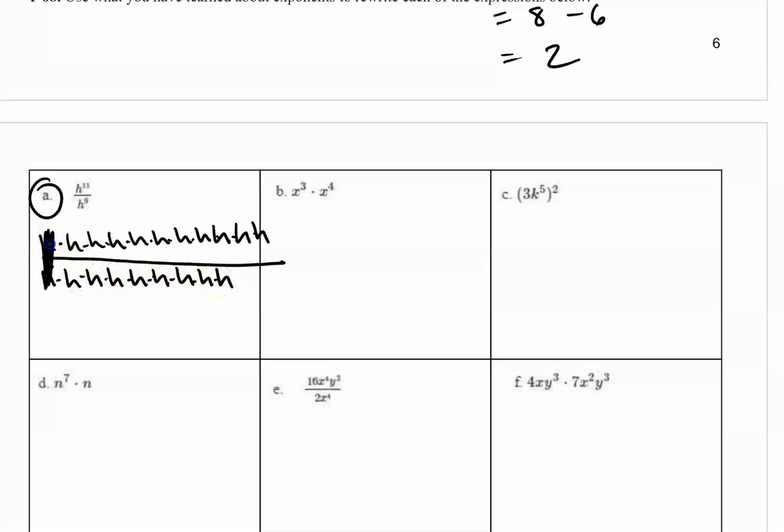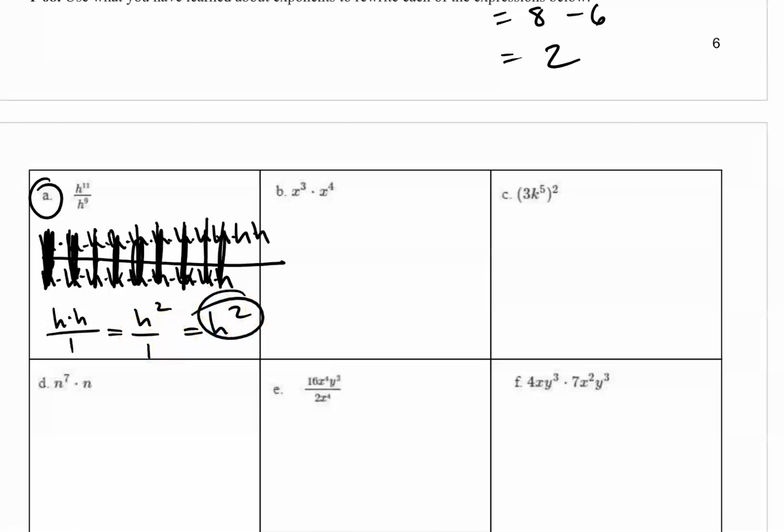And let's see which ones turn into 1. Cancel, cancel, all of these turn into 1. They're all multiplying each other, but when they become divided, they cancel out. So the only thing that's left is h times h divided by 1. H times h is h squared, and any number divided by 1 is itself. Now the shortcut method is when you divide two terms with the same base, you write a single base, and the exponents subtract. So there you go, method A, method B, same answer.